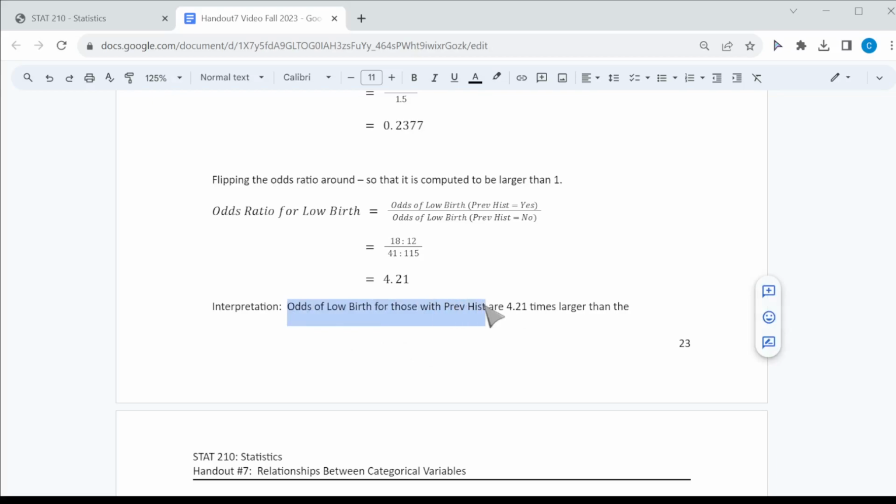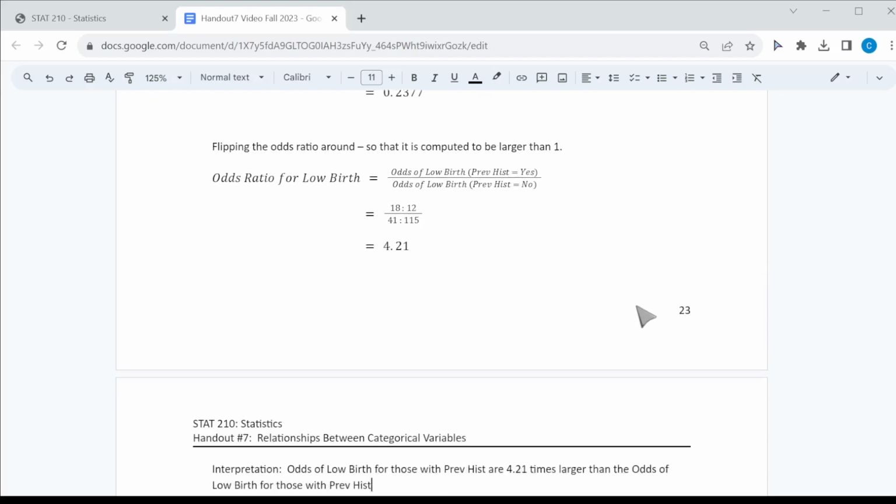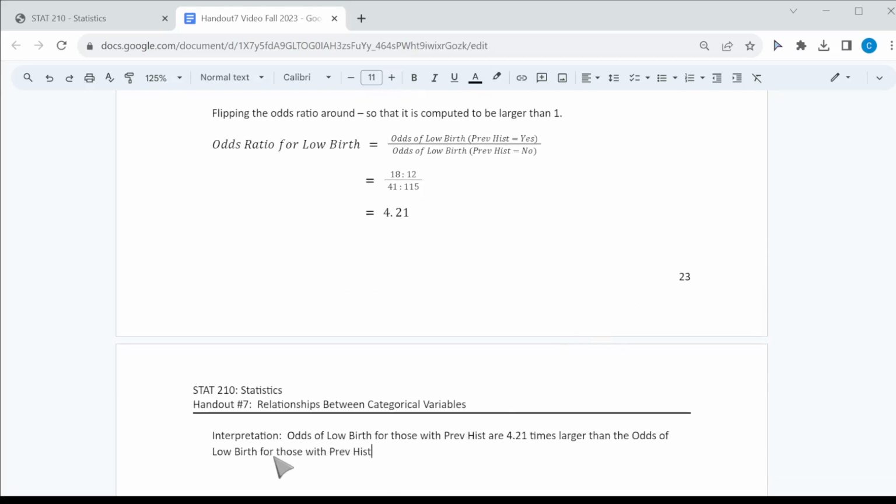So literally you can just copy that, but this is for the no previous history, I guess it would be. So it's the odds of low birth weight with previous history, that's in the numerator here. That's the 18:12. Are 4.21 times higher than or larger than. And then what do I have in the denominator? Odds of low birth weight with no previous history. So that would be the interpretation there.